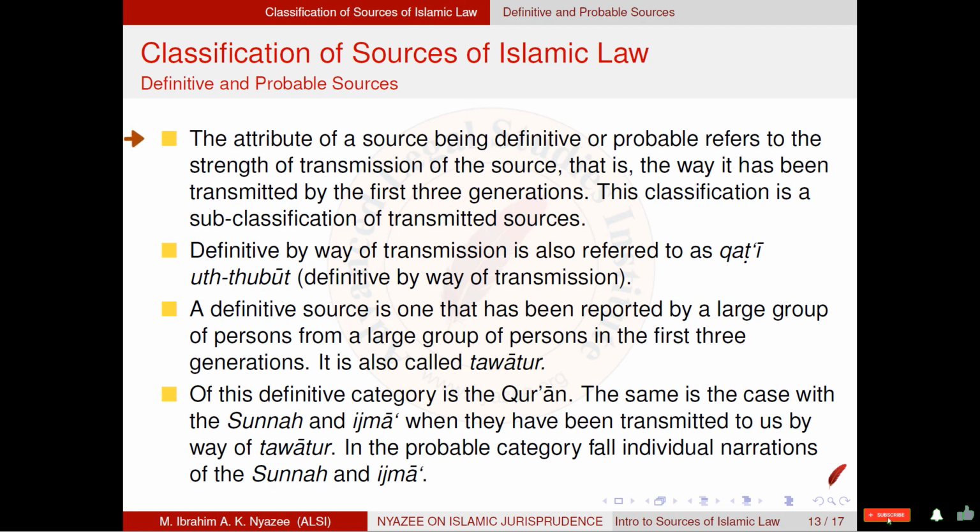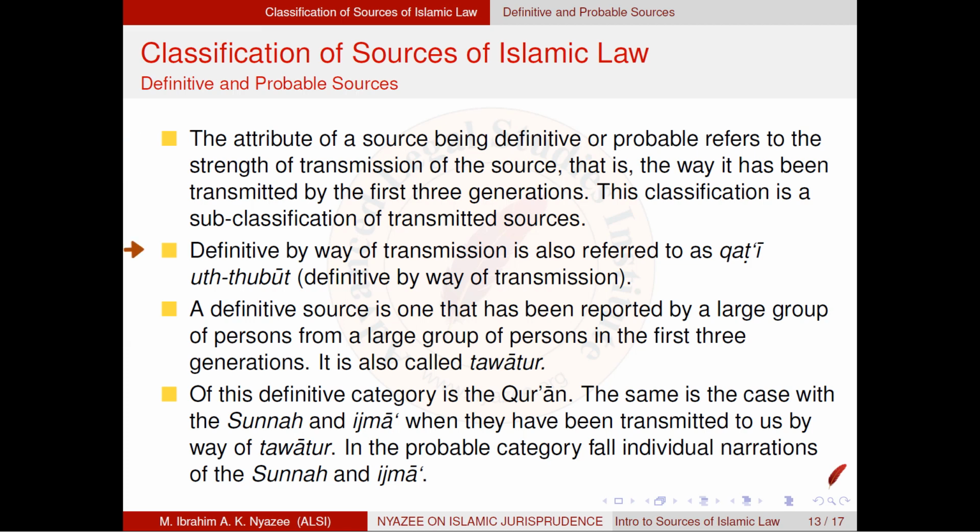The attribute of a source being definitive or probable refers to the strength of transmission of the source. That is, the way it has been transmitted by the first 3 generations. By probable, here we mean that the strength of transmission is slightly less than definitive. Further, probable is a legal category which in no way means untrue. Moving on, this classification is a subclassification of transmitted sources. In other words, a transmitted source will either be definitive or probable.